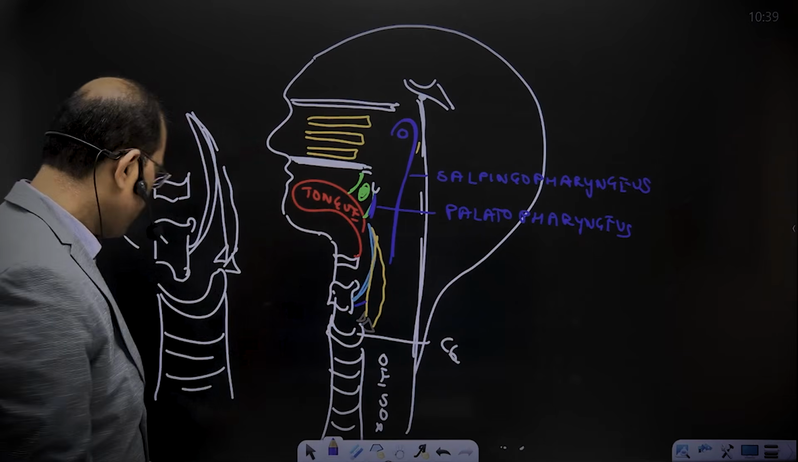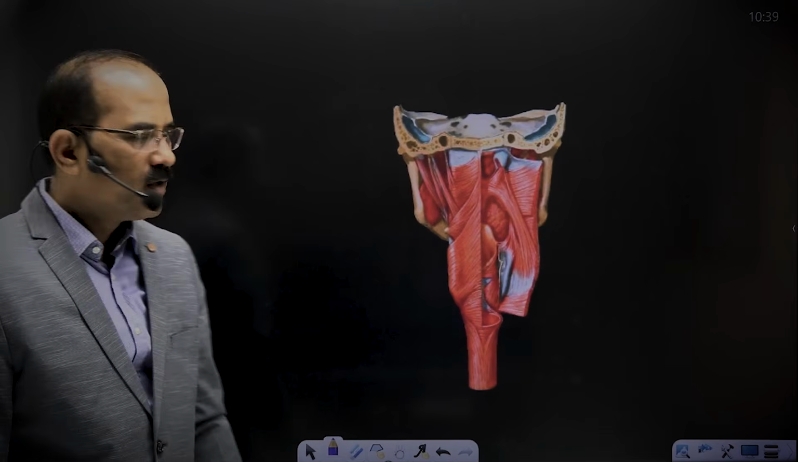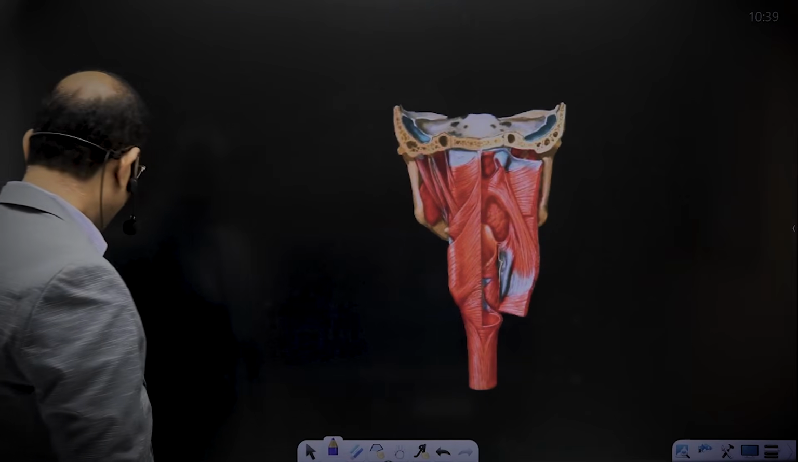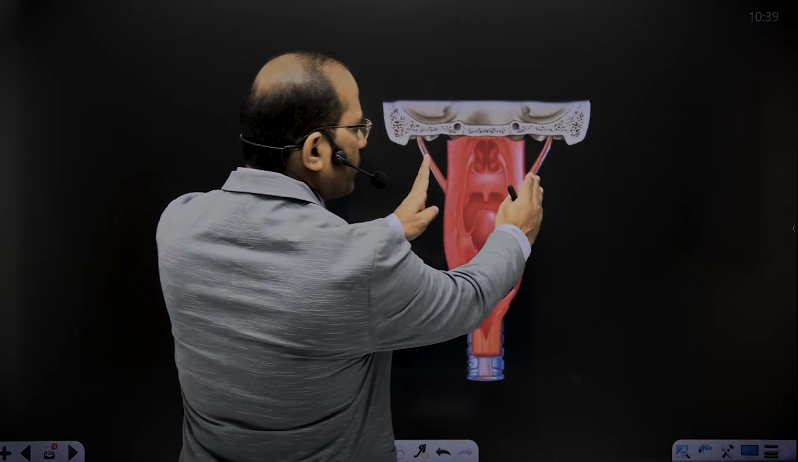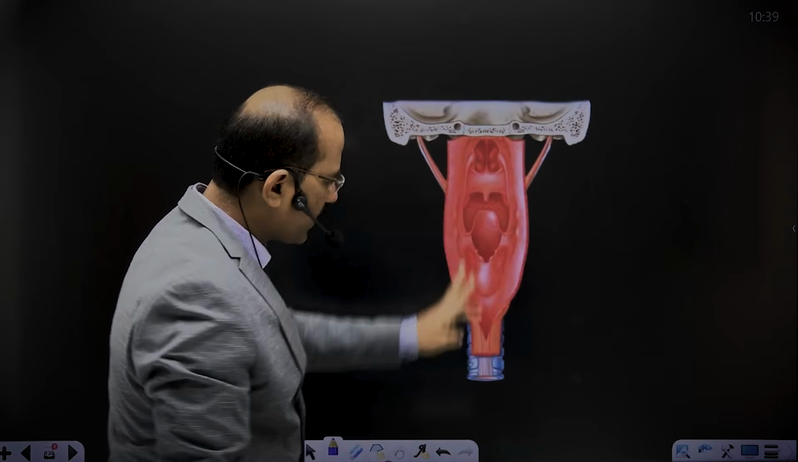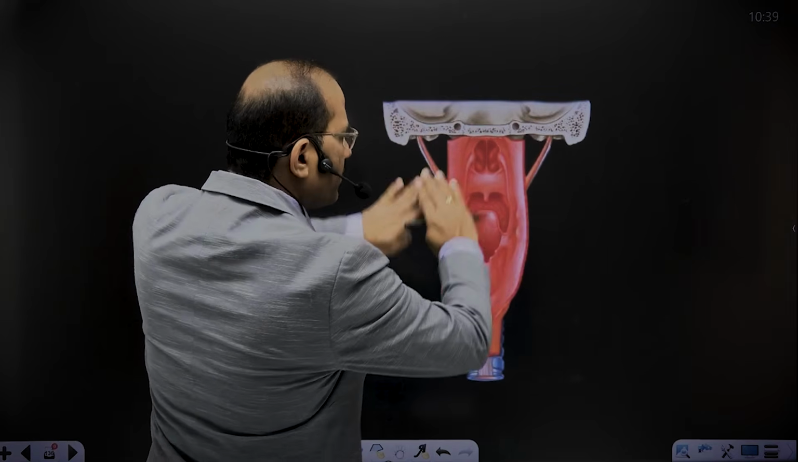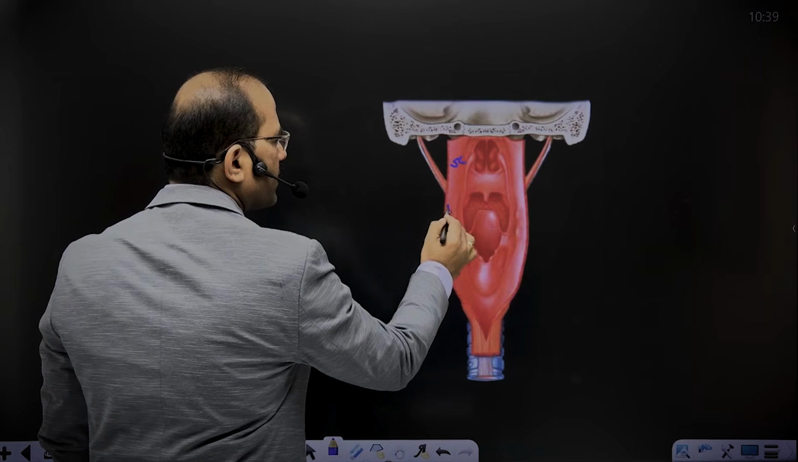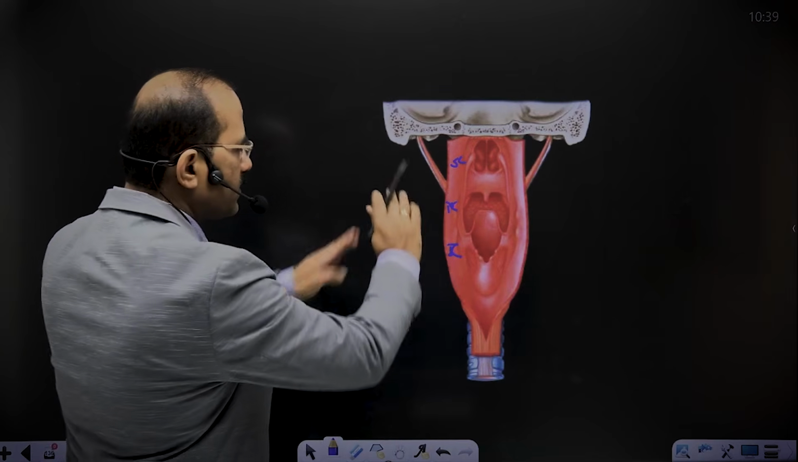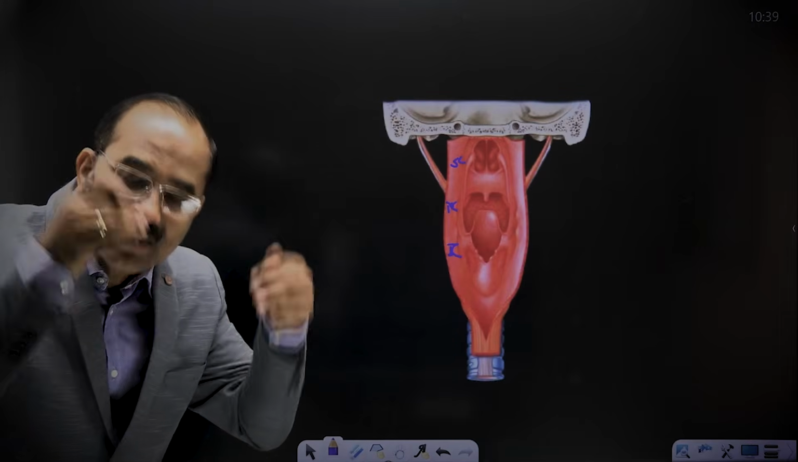I'll show a slide to you. Have a look at this slide. What have we done here? We've cut this. So if you join this behind, you'll get that line. That's the median raphe. So we've cut the median raphe. We have opened the circular muscles of the pharynx. That's the superior constrictor. That's the middle constrictor. That's the inferior constrictor. We have opened the muscles of the pharynx and now we are inside the pharynx.